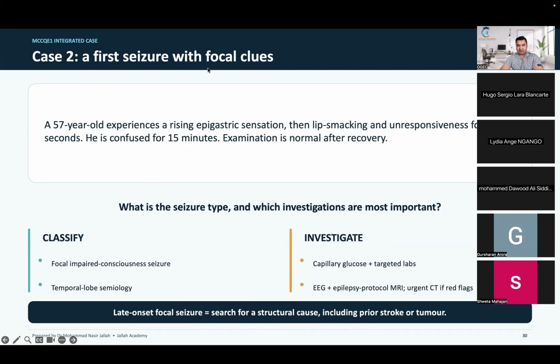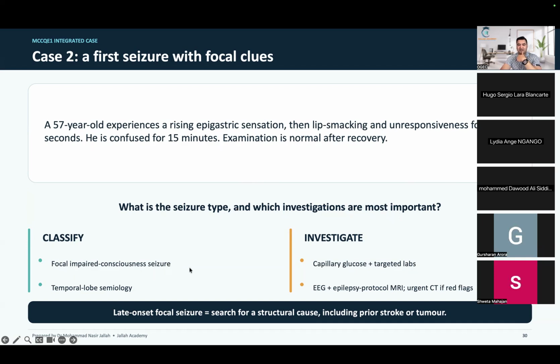Case number 2, first seizure with focal clues. A 57-year-old experienced a rising epigastric sensation, then lip smacking and unresponsiveness for 90 seconds. He is confused for 15 minutes. Examination is normal after recovery. What is the seizure type? So, 57, epigastric sensation and automatism, right? Lip smacking and unresponsiveness, so automatism. What is the seizure type and which investigations are most important?